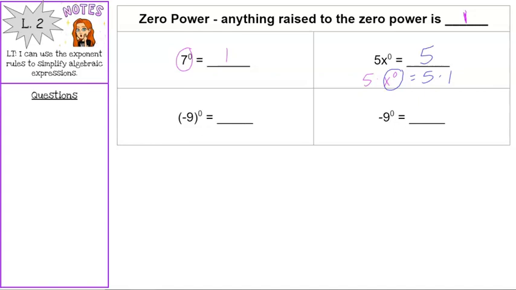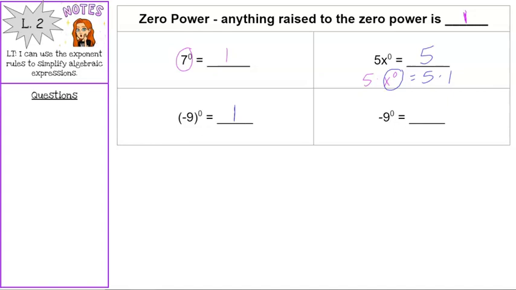Now on the bottom, we've got those negative bases that we talked about in our warm-up today. So we have negative 9 being raised to the 0 power. That is going to give us a positive 1 because that negative 9 is in the parentheses. We're raising that whole quantity to 0, which is 1.